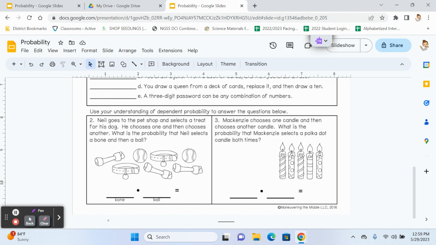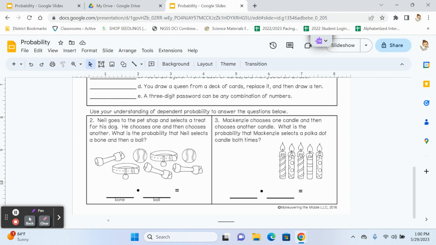All right, let's apply this now so you can see the difference. Before, our denominators were always the same for the independent trials. You're going to see how this is different for dependent trials. So Neil goes to the pet shop and selects a treat for his dog. He chooses one and then chooses another. What's the probability that Neil selects a bone and then a ball? Think about this: if you go to the store and there are a whole bunch of treats on the wall, you pick one off and now there's one less up there. Are you going to put that back and then choose it again? No, you're just choosing from one less.